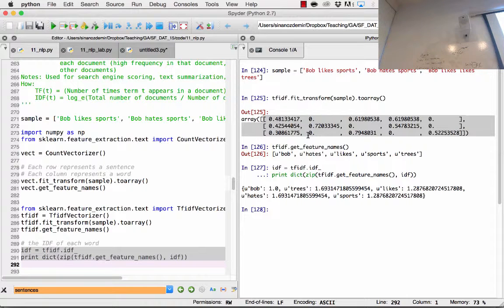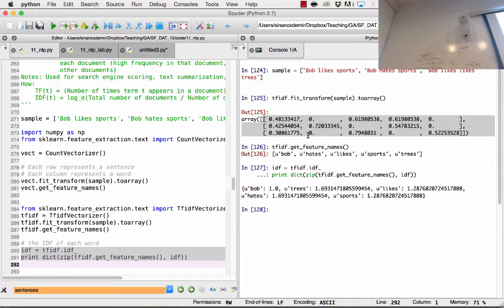Notice Bob is the first column. Across all of the sentences, Bob, the first column, consistently has the lowest non-zero TF-IDF.